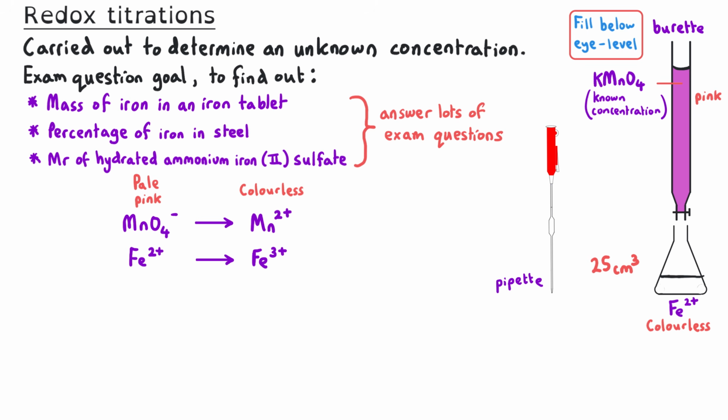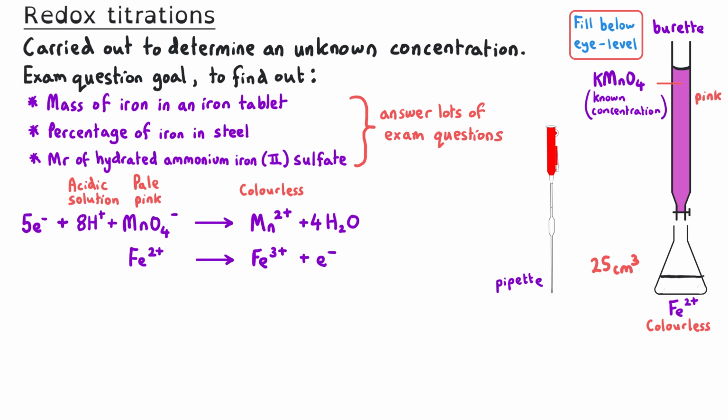The manganate 7 equation needs to have 4 water molecules added to the right-hand side, and then 8 hydrogen ions added to the left-hand side. And then to balance for charge, we need to add 5 electrons to the left-hand side. The iron half equation just needs 1 electron adding to the right-hand side.